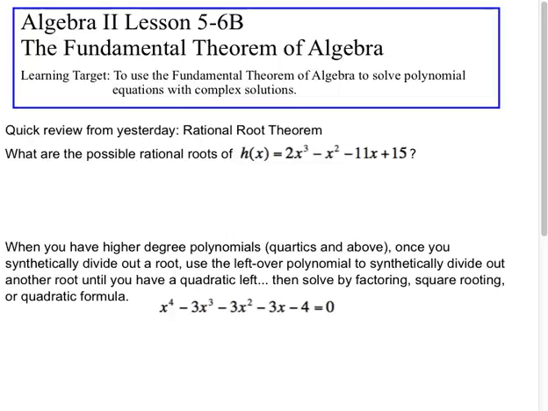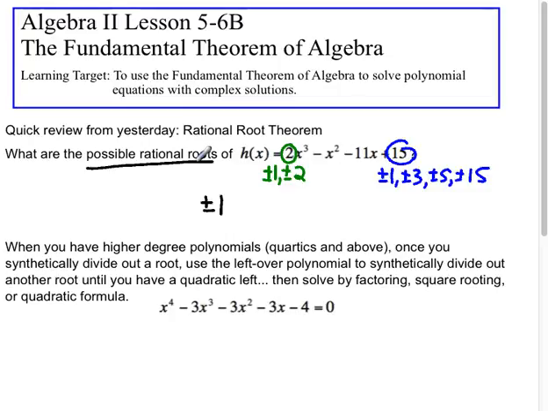Really quick review though is possible rational roots. So remember, possible rational roots come from the idea that you can take the factors of your first number, the factors of your constant, and then start dividing them. And that will create a list of every possible rational solution.